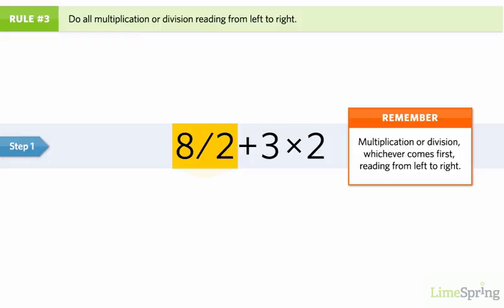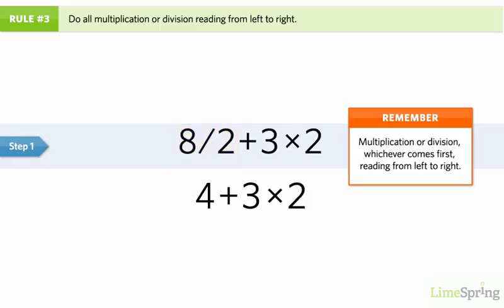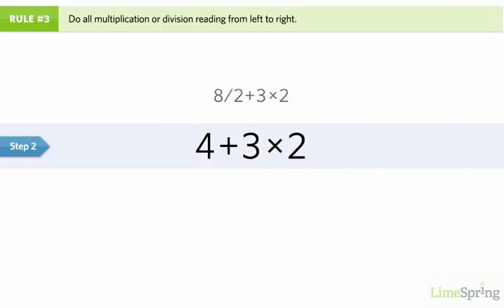8 divided by 2 equals 4. So we rewrite the expression as 4 plus 3 times 2. This is where it's easy to make a mistake. Adding the 4 plus 3 hanging out in front is tempting. But we must ask, have we gotten rid of all the multiplication and division in this expression? Not quite yet. We still have 3 times 2, so let's simplify that.